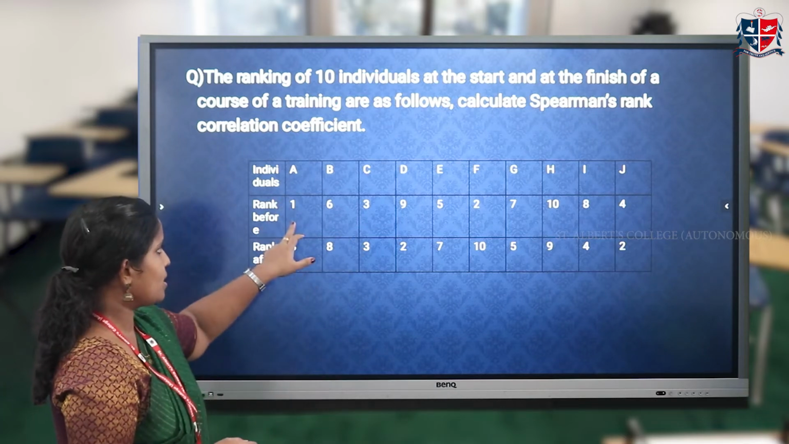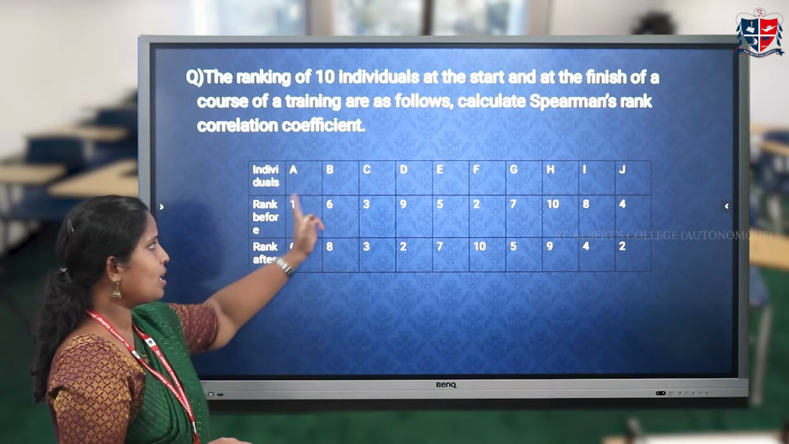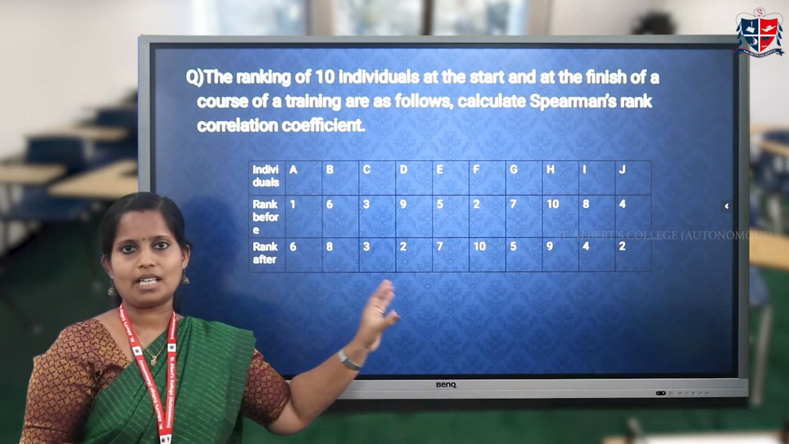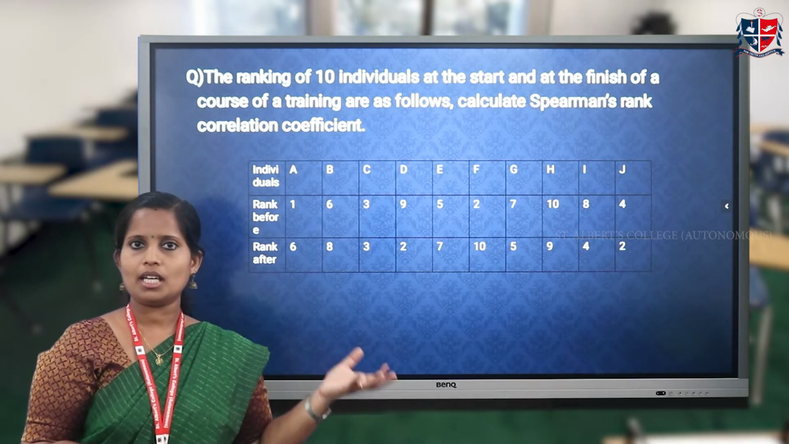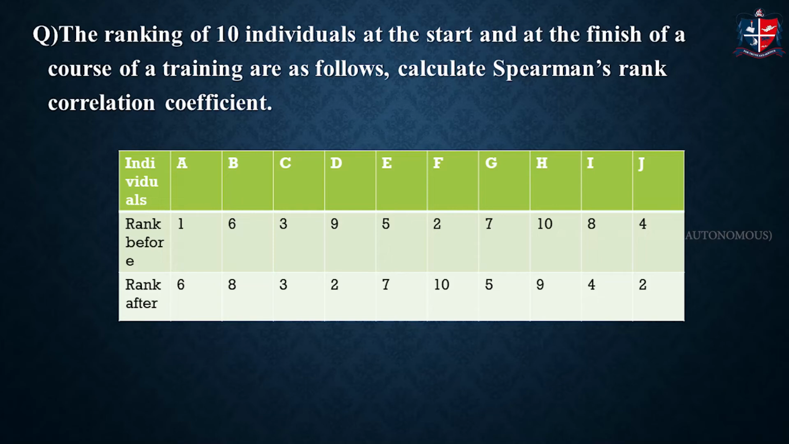A got the first rank before, B the 6th rank before, and C the 3rd rank. These numbers are not the exact marks gained by the individuals. It is actually the rank, a way of ranking the 10 individuals. The ranks are given to you, and the question is a direct one: calculate Spearman's rank correlation coefficient.